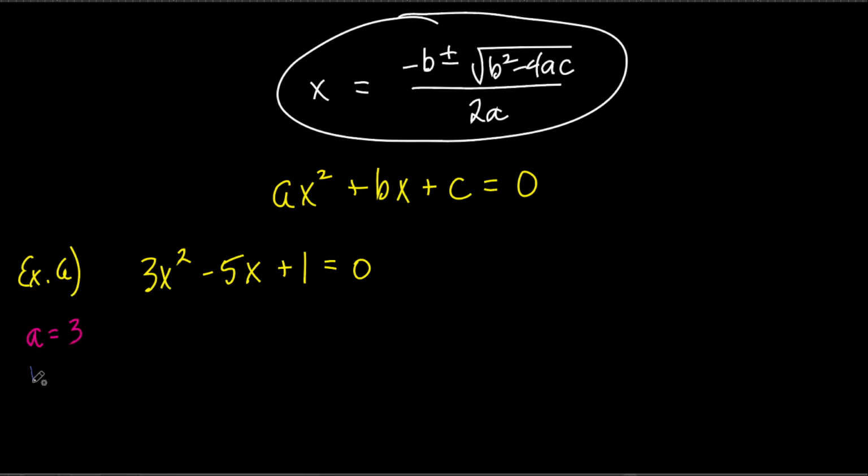It's 3. Which one is the B? It's -5. Which one is the C? It's 1. You see that? That's your A right there. This is the B right there. And this is the C right there. Everybody got that?